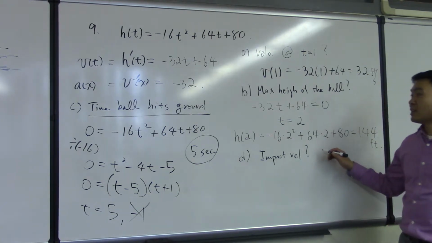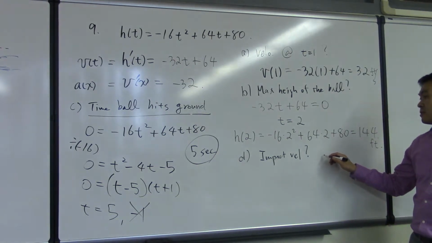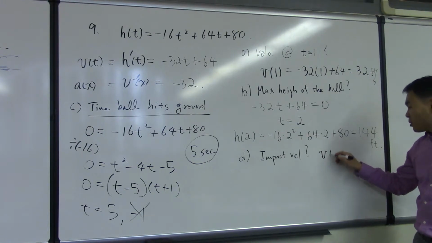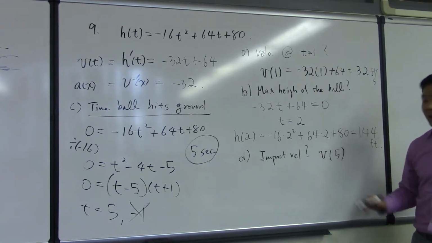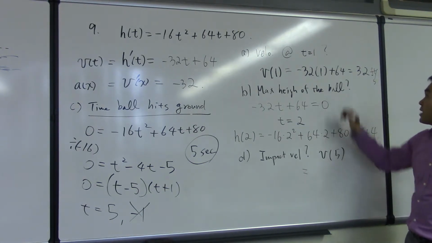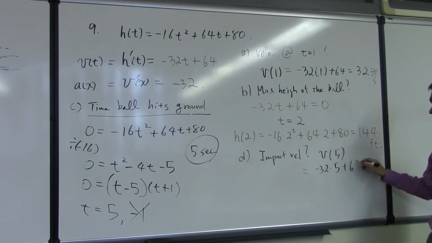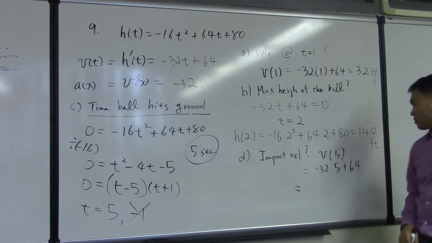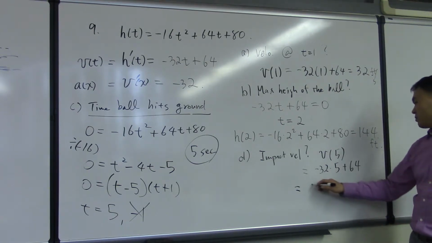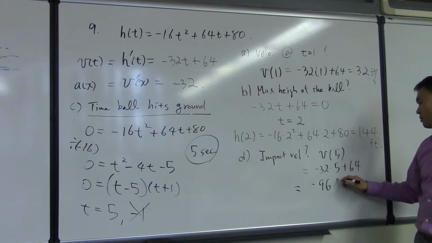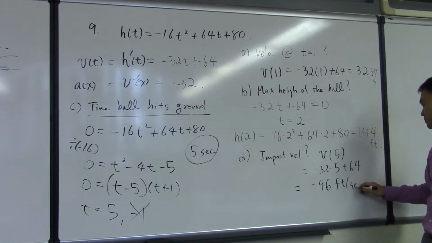So how do you do that? Well, velocity when the time is 5? You just want to know the velocity when time is 5, right? And you plug 5 in here: negative 32 times 5 plus 64, which is negative 160 plus 64, negative 96 feet per second.